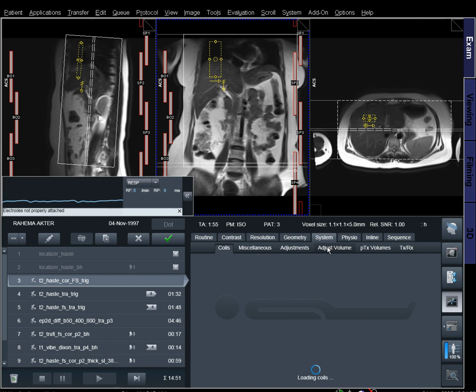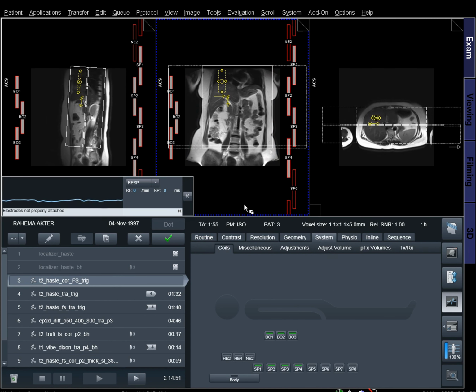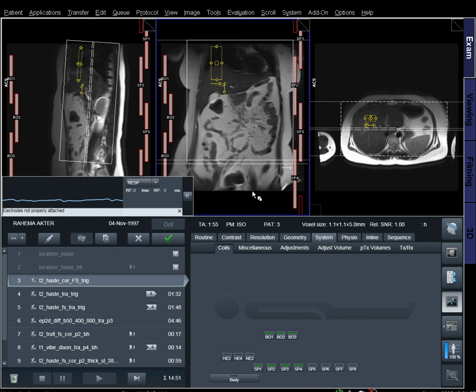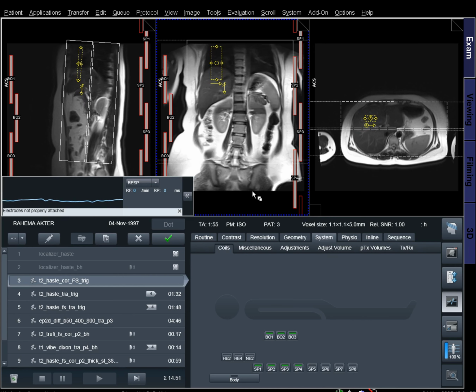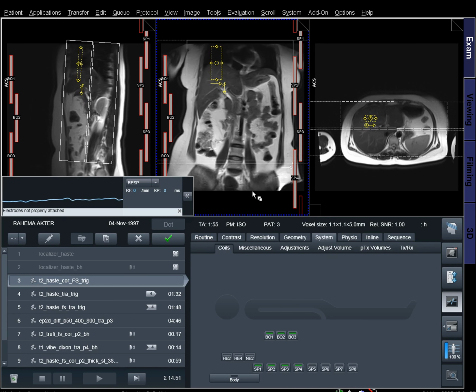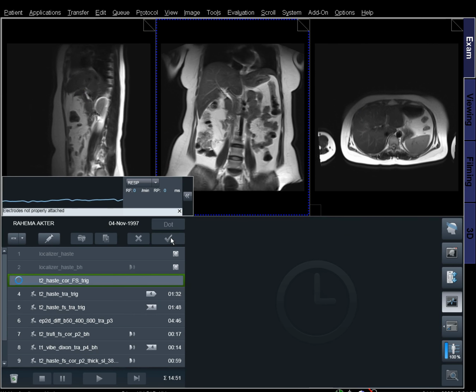The phase direction should be from right to left to minimize ghosting artifacts from the lungs and heart. Employ phase oversampling to prevent wraparound artifacts. Instruct the patient to breathe gently throughout the scan.